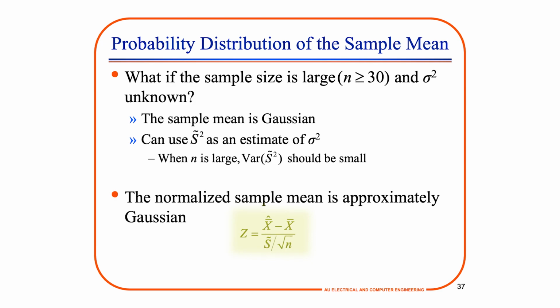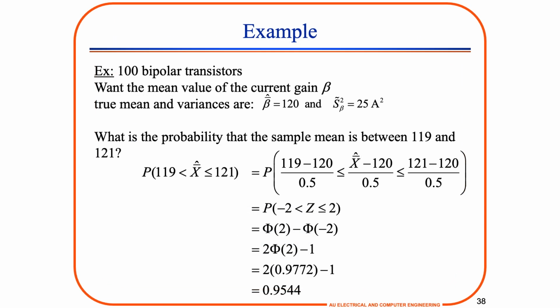All right, he does this one. 100 bipolar transistors. Wonder where you got that. And it's got a mean of 120 for current gain, and it's got an actual variance of 25. What is the probability the sample mean is between 119 and 121? Now, take a moment and think.